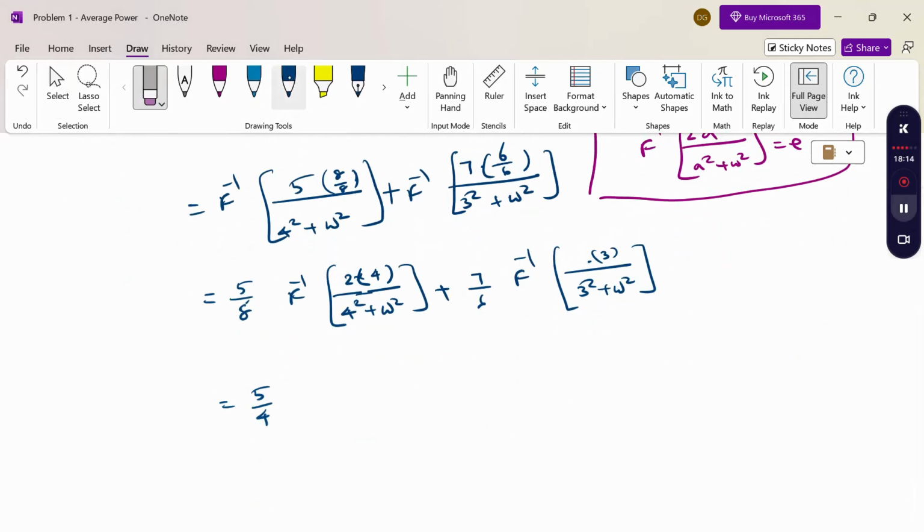Look at this form: Fourier inverse transform of 2a by a square plus omega square is e power minus a modulus of tau. So e power minus 4 modulus of tau, plus 7 by 6 e power minus 3 modulus of tau. So this is our 5 by 8, 7 by 6. So this is the autocorrelation function.